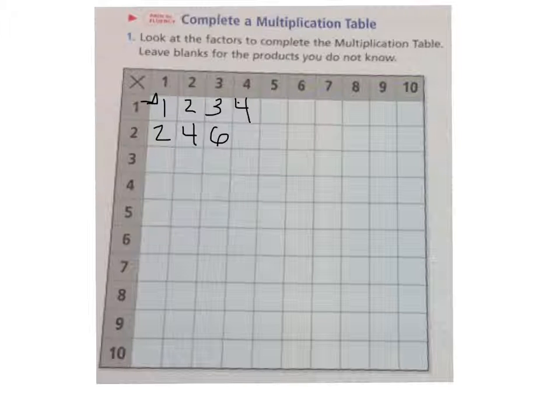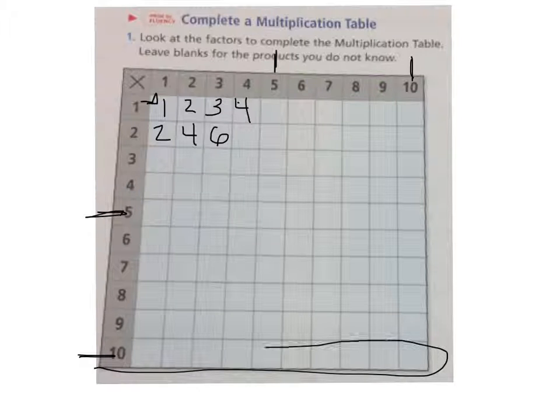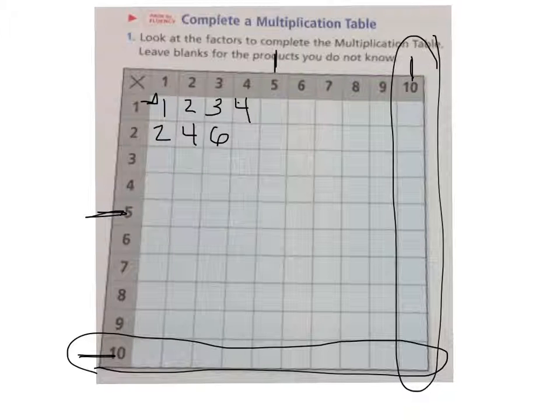So I want you to fill out everything that you know. You should definitely know your 5s and your 10s. And if you notice, this right here is going to be the same as this right here, okay? So make sure that you do that. You can pause right now and do your multiplication table, and then when you're done with it, you can turn the video back on.